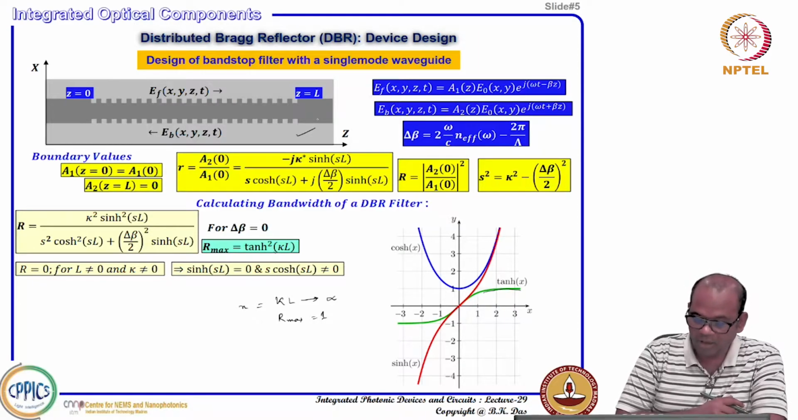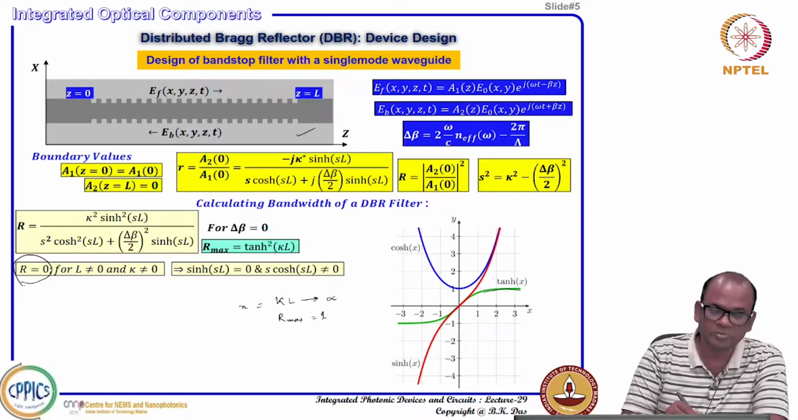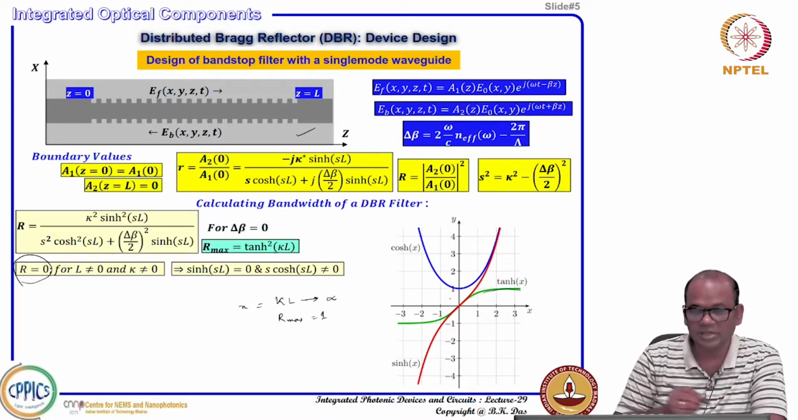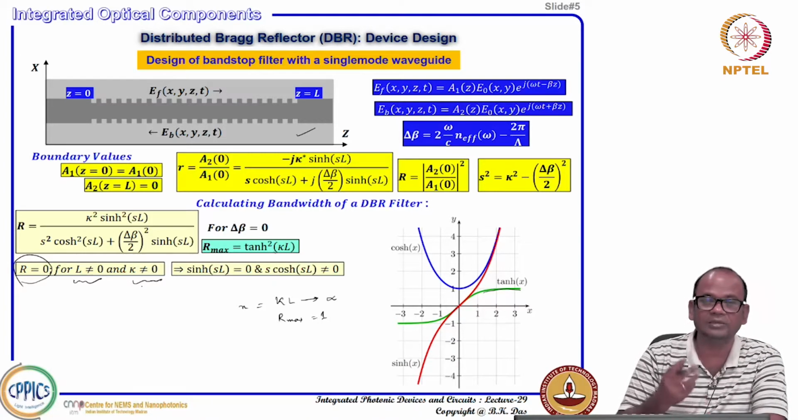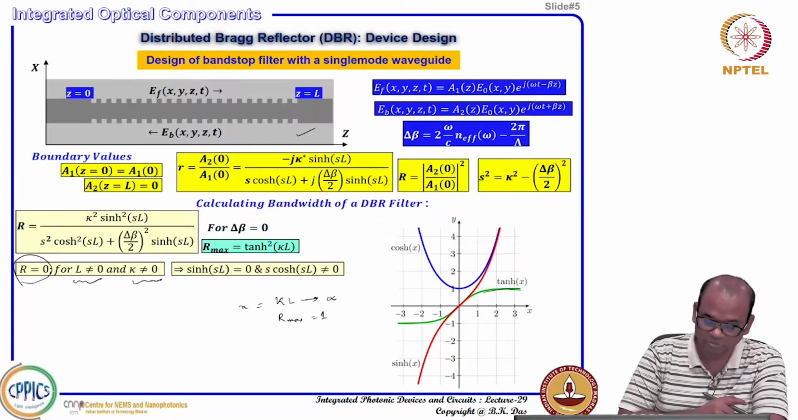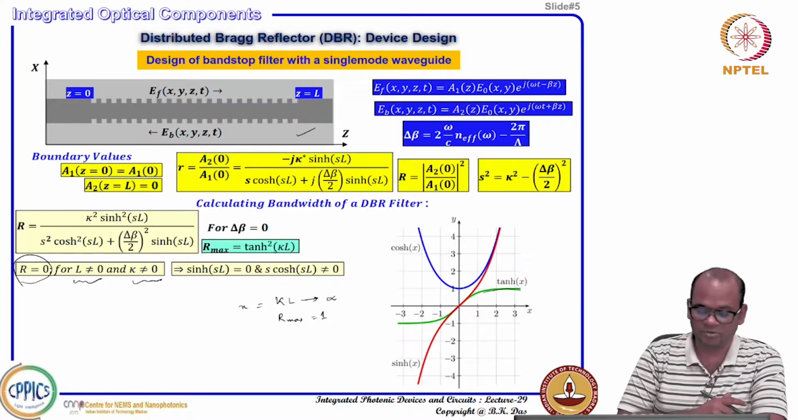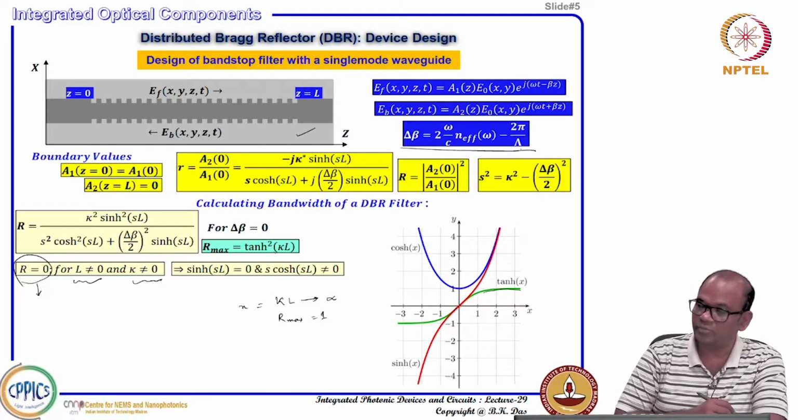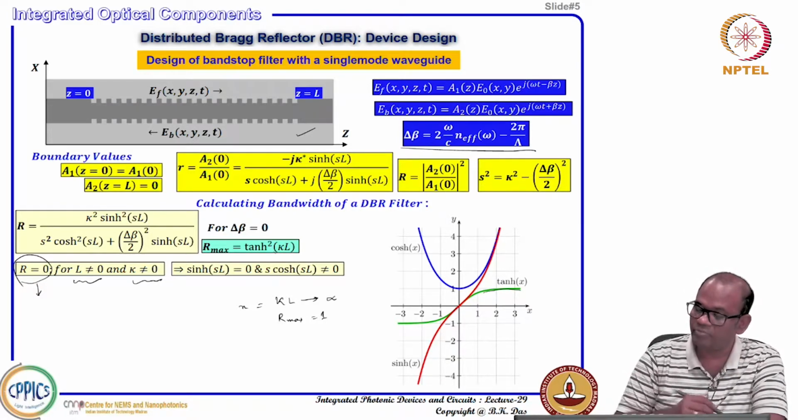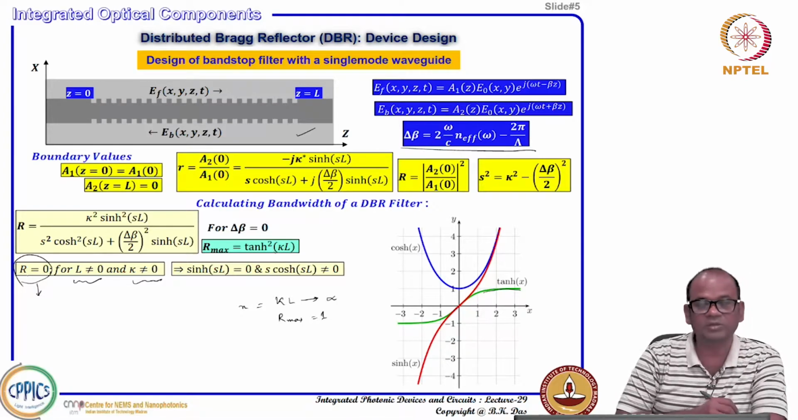Now I will look at some other issue. Let us consider what the minimum value of R could be; it must be 0. Suppose L is not equal to 0 and kappa is not equal to 0: the DBR structure has a finite length and kappa also has a finite value. I will investigate whether R can be 0 for any delta beta value. Delta beta can be expressed like this, or in terms of omega or n effective. Is there any possibility?